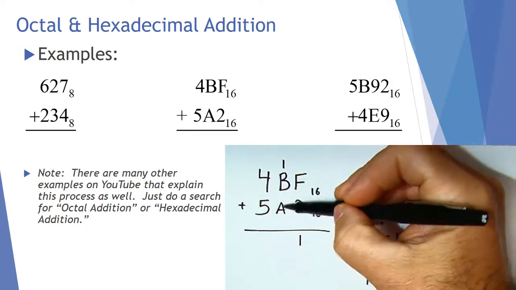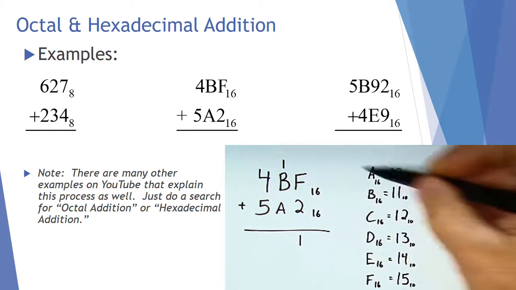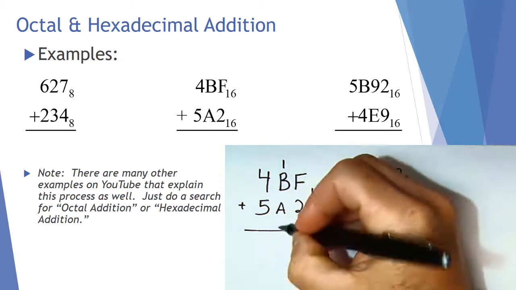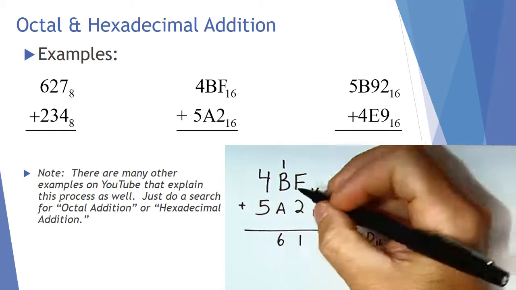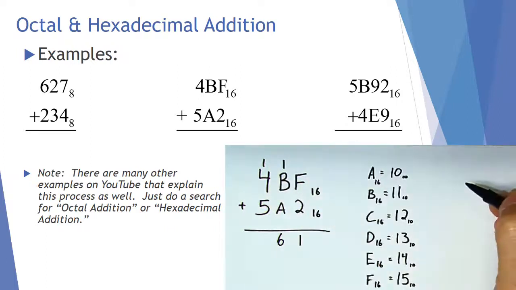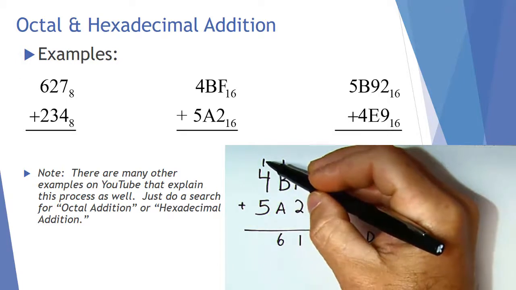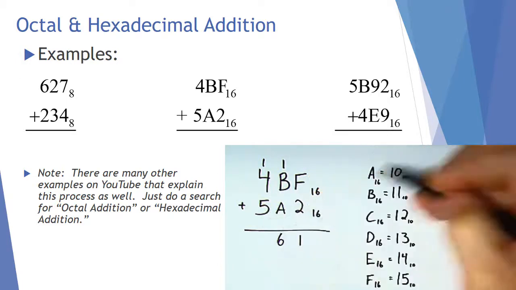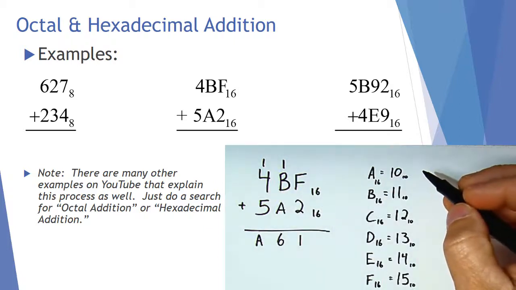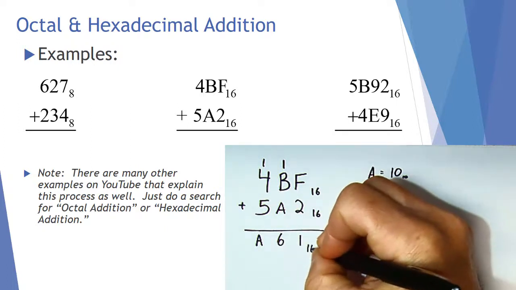Now in this column we have A plus B plus 1. That's the same as 10 plus 11. That's 21 plus 1 is 22. So here again we're exceeding 16, and we're exceeding it by 6. 22 minus 16 leaves us with 6, and we'll carry 16 over to what is the 256's place. And now we add up that column. 1 plus 4 plus 5, that's 10, but we're not going to write 10. We would write A. And so 4BF base 16 plus 5A2 base 16 is A61 base 16.